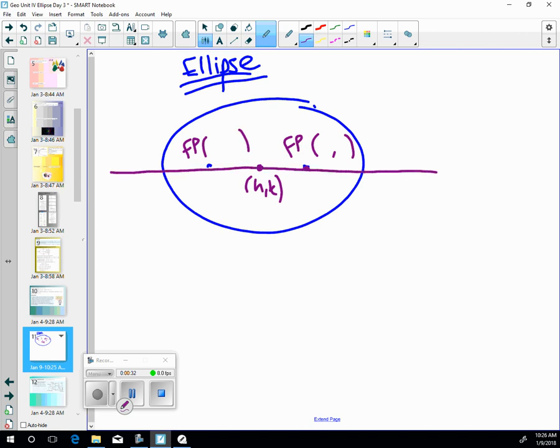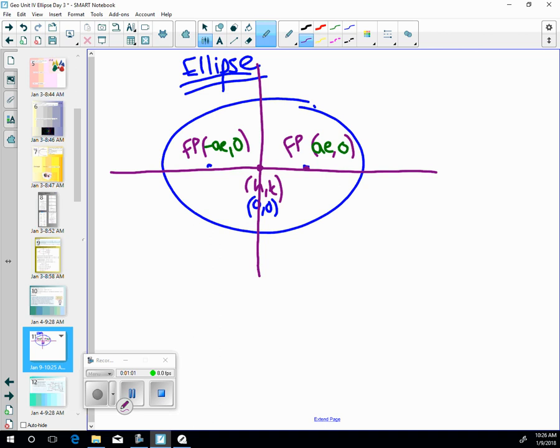If HK is in the origin, what will this be? I don't know if you memorized that, but let me tell you what it was. AE comma 0. Negative AE comma 0. That's the focal point. A is the major axis, and B is the minor axis, which we're going to get to in a minute.